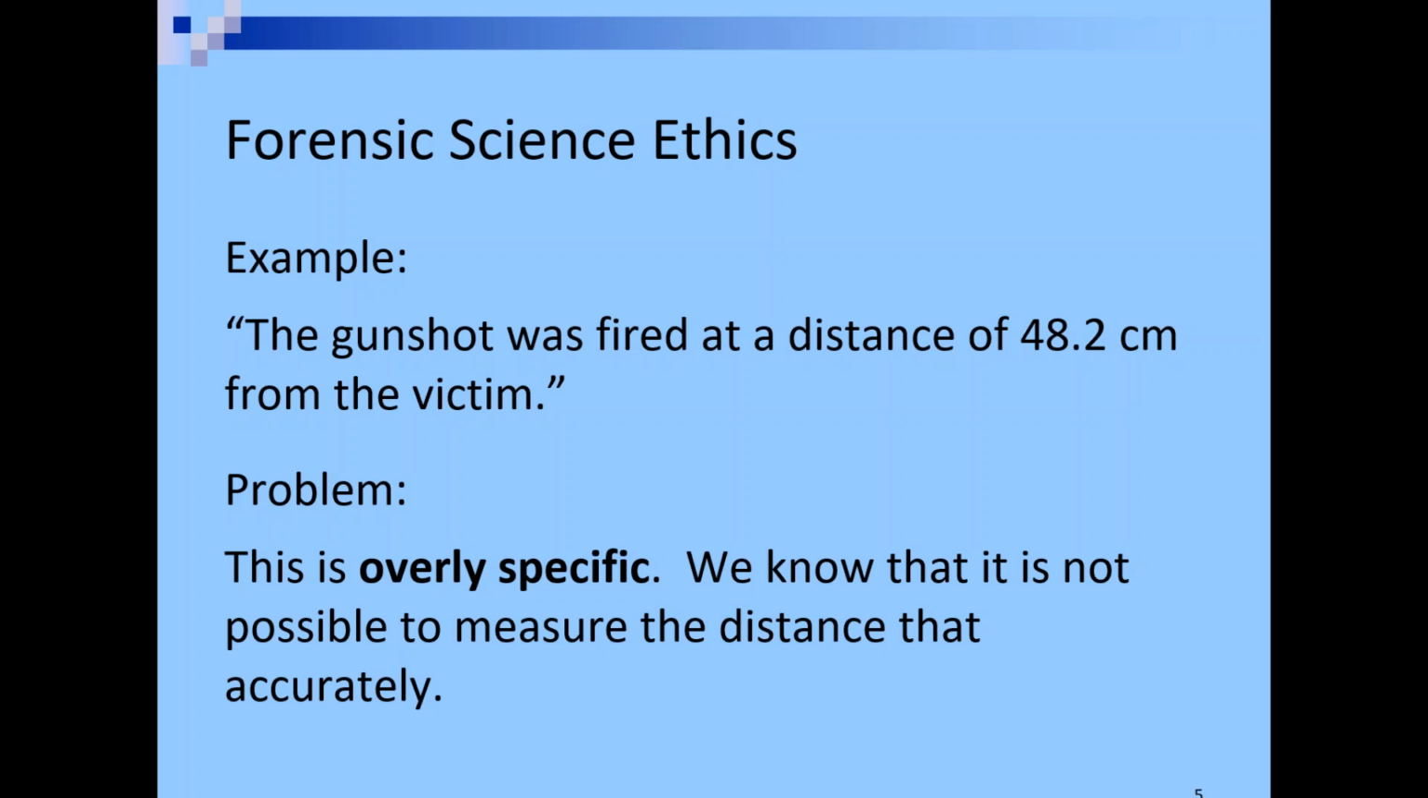Now, the overly specific, and why that is bad, is I think a little bit more obvious than the overly inconclusive. So let's look at that one first. The gunshot was fired at a distance of 48.2 centimeters from the victim. Let's suppose I'm a forensic scientist and I get on the stand and make that statement. Well, that statement, 48.2, almost implies that it wasn't 48.1 and it wasn't 48.3. It was 48.2, like I know exactly.